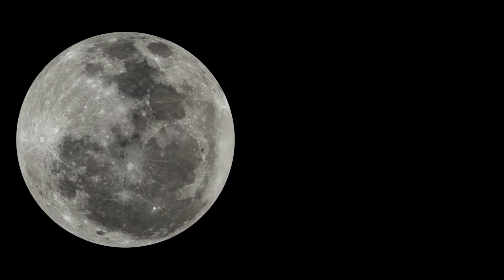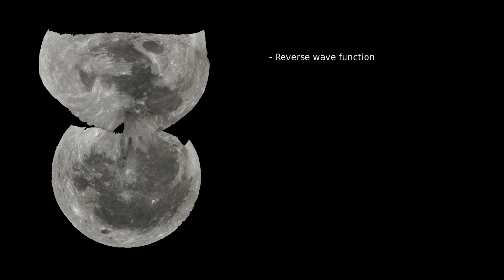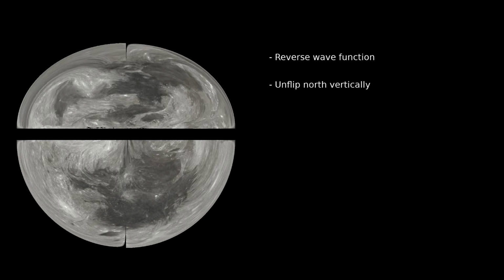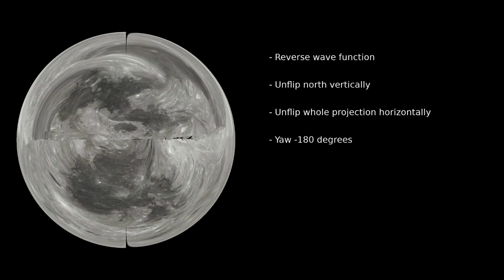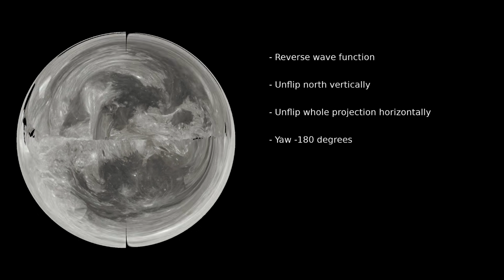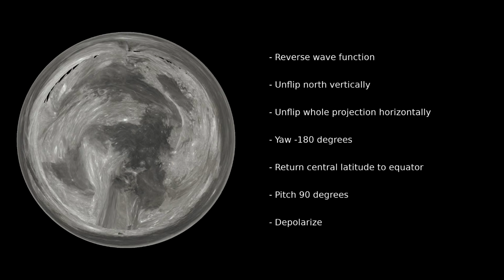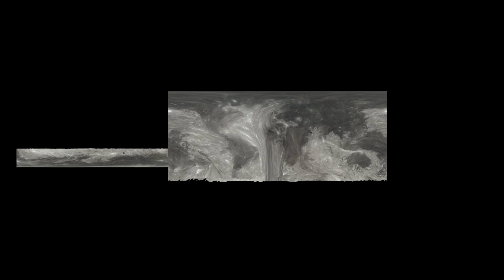Let's rewind. Reverse wave function. Unflip north vertically. Unflip whole projection horizontally. Yaw negative 180 degrees, return equator to central latitude, pitch 90 degrees, depolarize. These steps can be applied in a variety of ways. Let's separate north and south, then expand to the greaters.